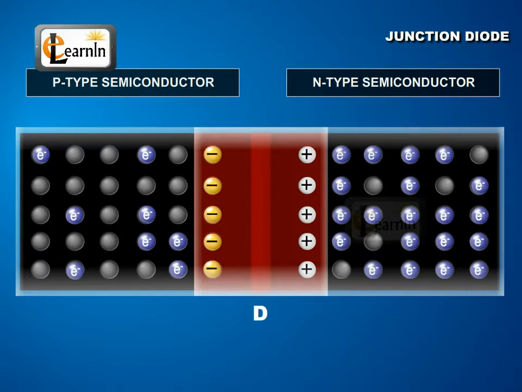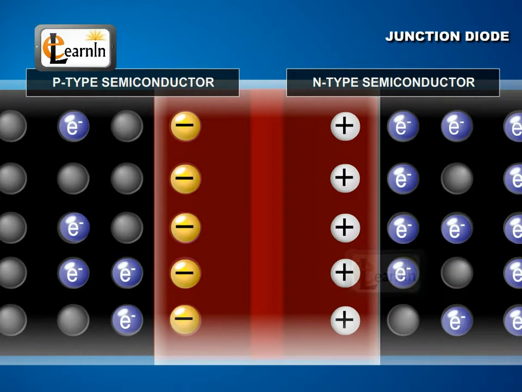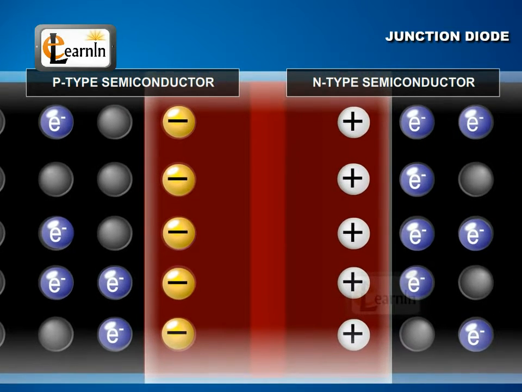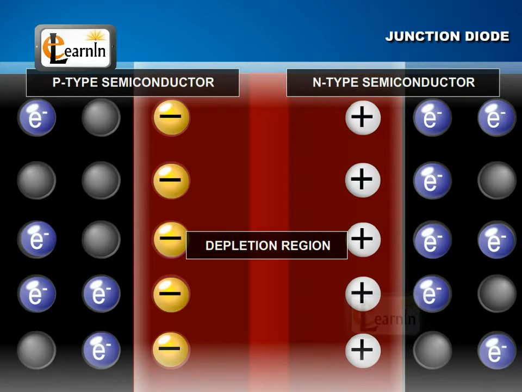That is to say, on the n-type side of D, no free electrons exist, and on the p-type side of D, no holes exist. In the region of D, only immobile donor and acceptor ions exist. The region close to the p-n junction is depleted of mobile charge carriers and is called the depletion region.